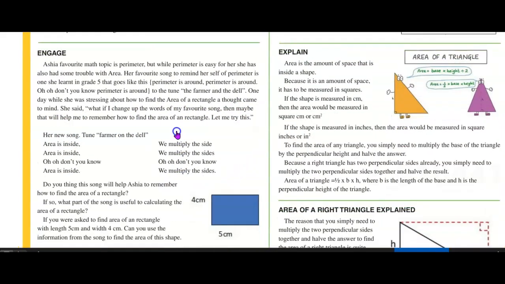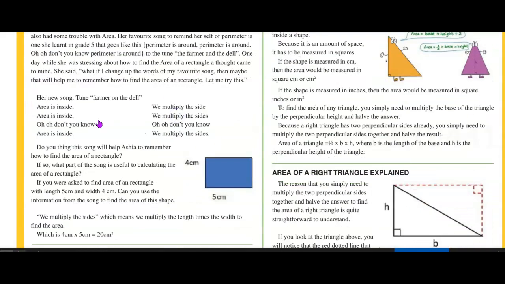Let me try this. Her new song says, area is inside, area is inside. Oh, oh, don't you know the area is inside? We multiply the sides, we multiply the sides. Oh, oh, don't you know we multiply the sides?